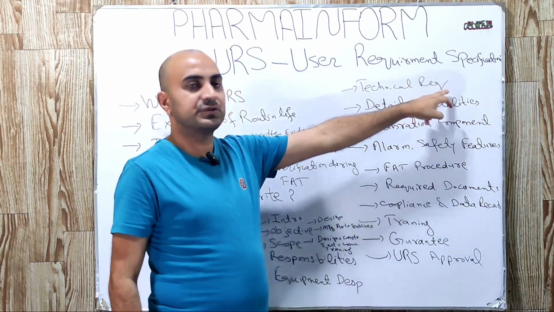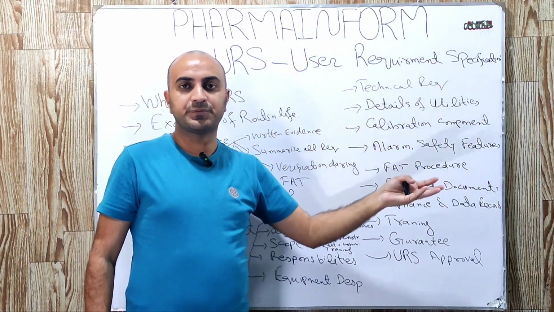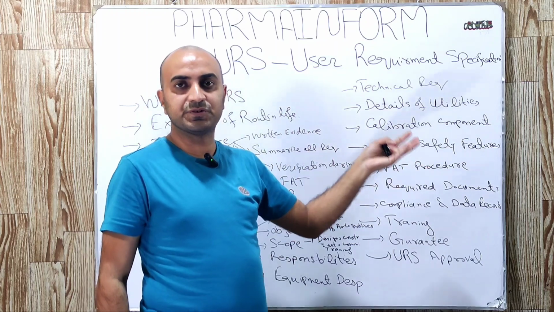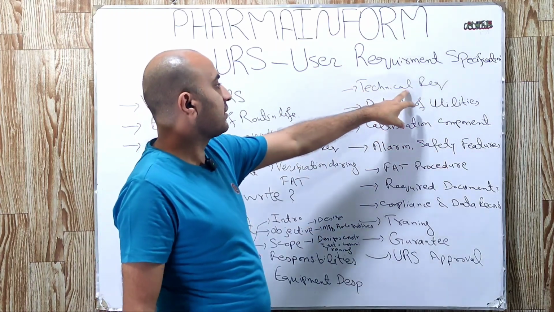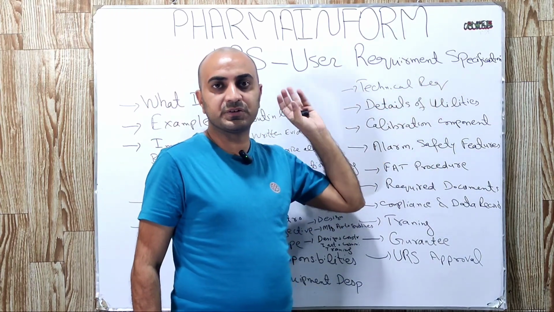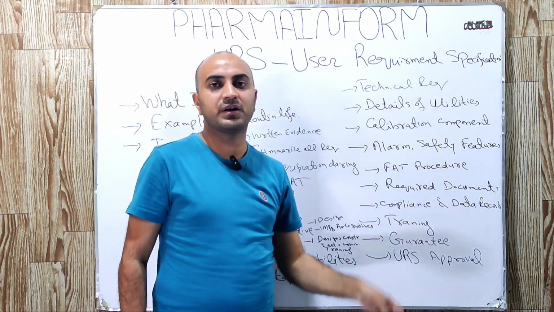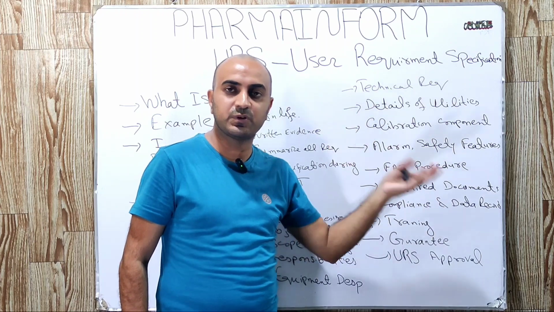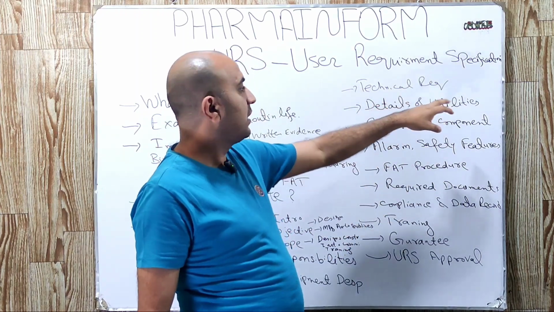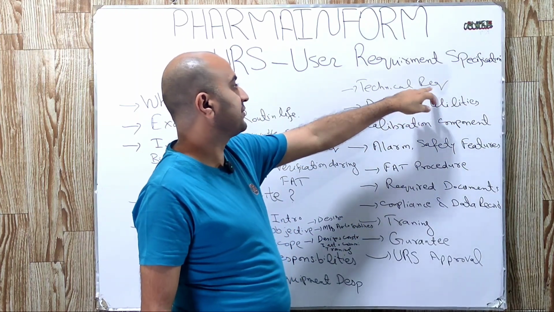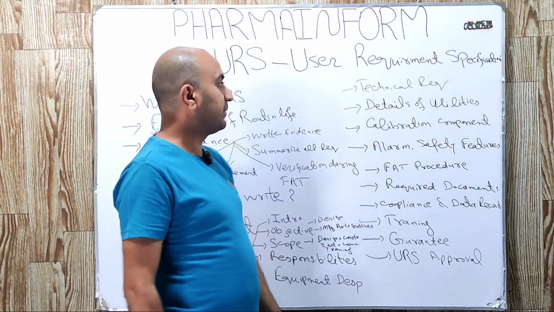You will also mention the transfer pipes' material, its dimensions, its size. Regarding the wet mill, you mention everything about the wet mill: which type of wet mill you require, the RPM of the wet mill, the RPM of the impeller, the RPM of the chopper. All these things are basically mentioned in the technical requirements.